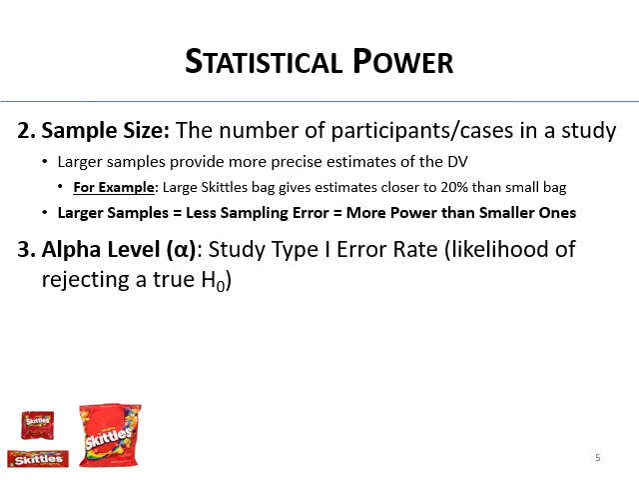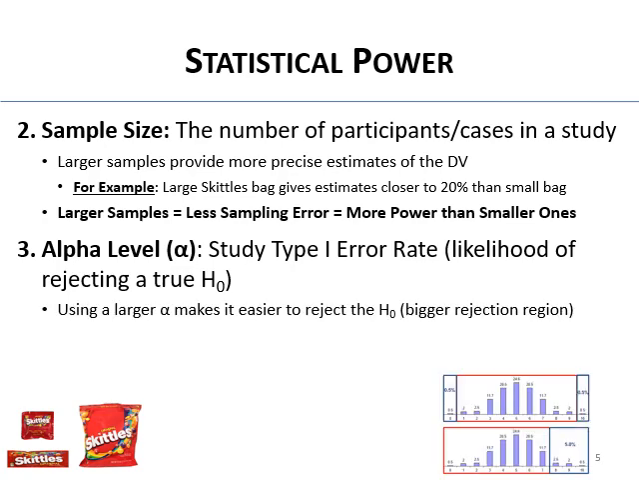So how about alpha level? Alpha level, again, is your type 1 error rate of your study. Your likelihood of making a type 1 error is your likelihood of rejecting a true null, so screwing up in that particular way. Using a larger alpha makes it easier to reject the null, right? So if you think about it, if you use an alpha level of 0.99, you've got a really high chance of rejecting the null. But you're probably going to make a type 1 error, right?